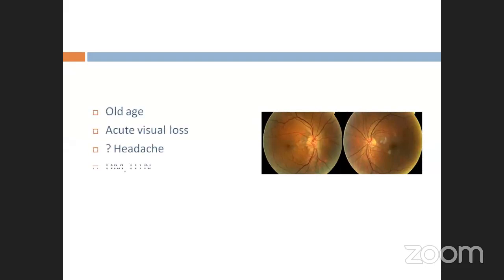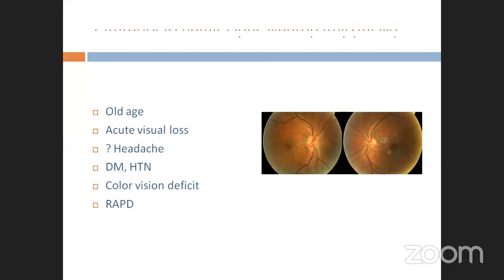This is an older patient with acute visual loss. There is headache, some headaches. The patient is diabetic and hypertensive. There is color vision deficit and afferent pupillary defect. So this could be anterior ischemic optic neuropathy.